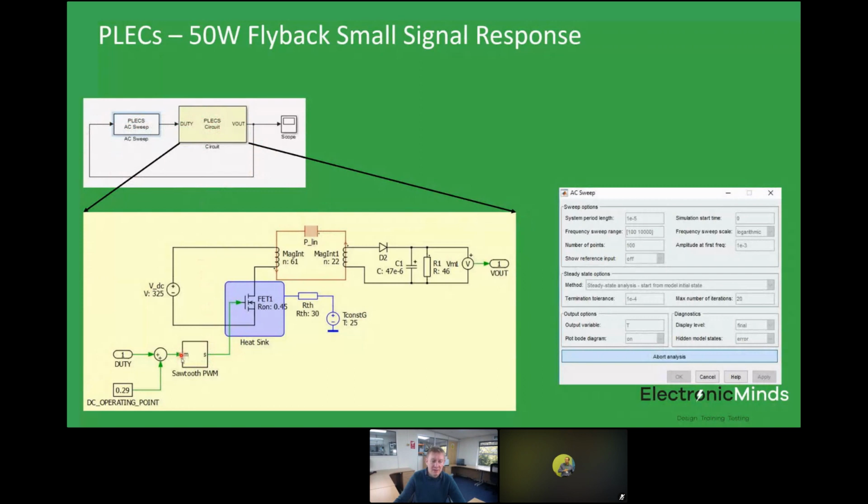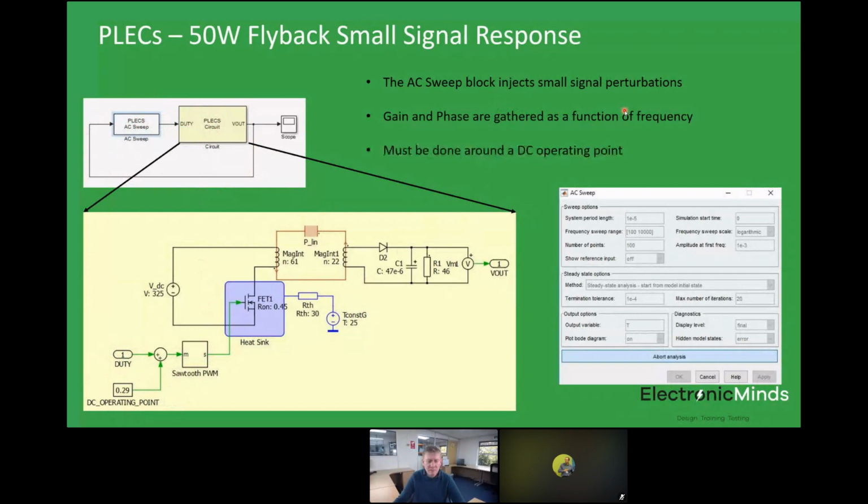I've included a DC operating point as well, because we have to have this. We want to try and find the small signal response at a certain operating point. And then the AC block just injects small signal perturbations into that whole system via this port on the input. The gain and phase are then gathered as a function of frequency automatically by the tool. And it must be done around that DC operating point.